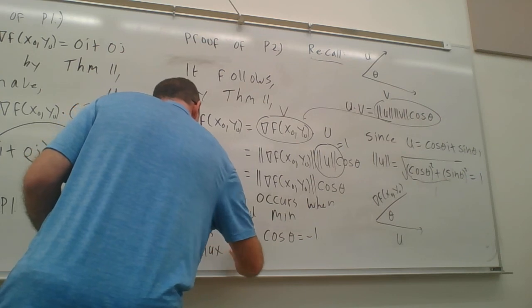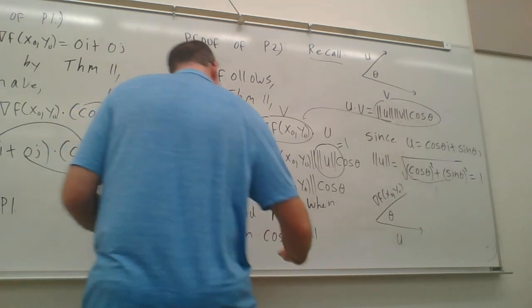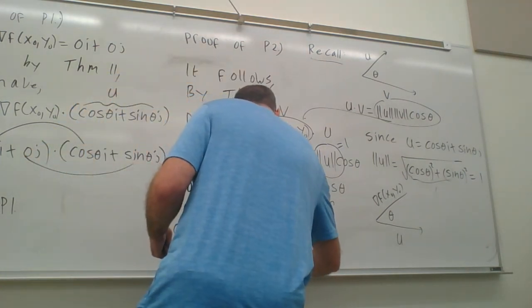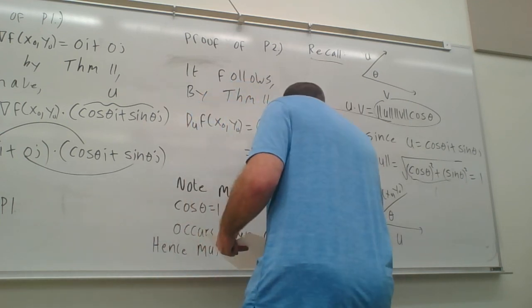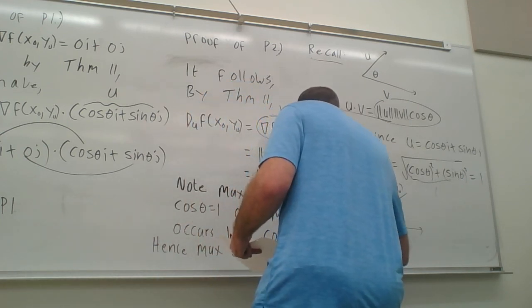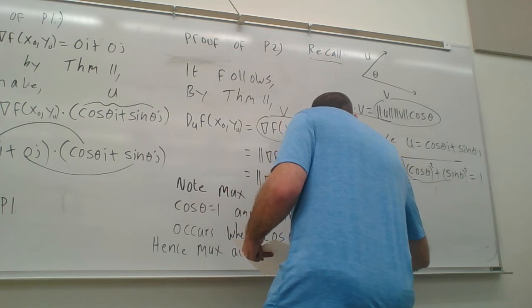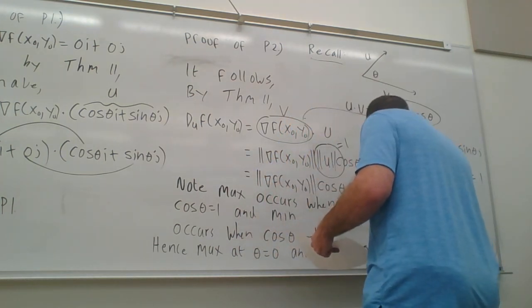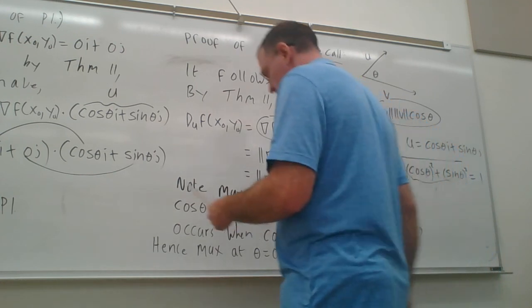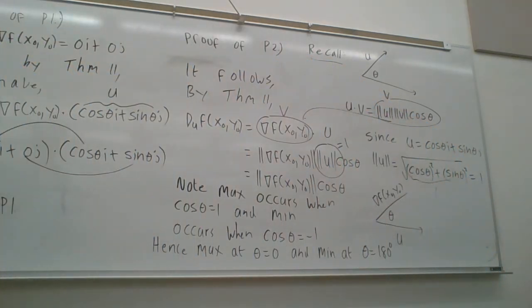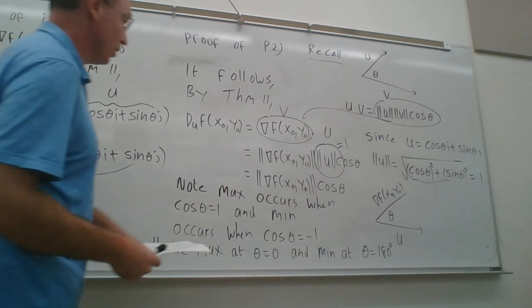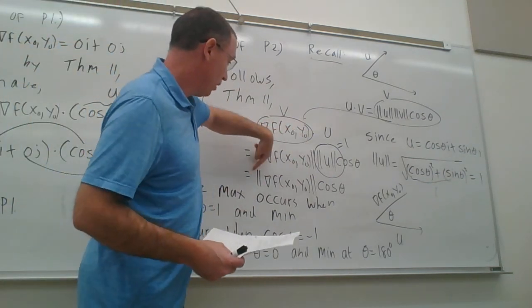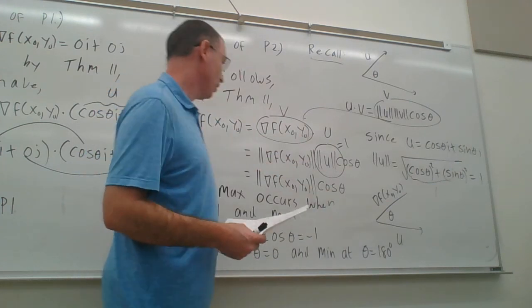So hence, max at theta equals 0 and min at theta equals 180. Okay, so we've proven property 2. So we've proven that the max value would have to be the magnitude of the gradient. So we're done with this.